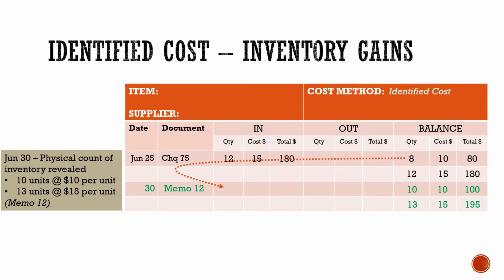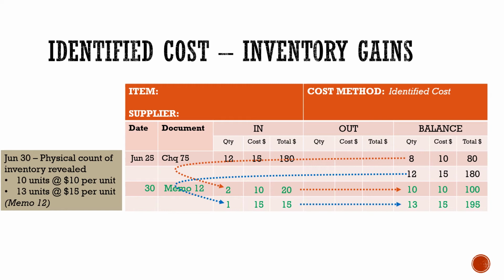Then we recognize the inventory gain by recording in the in column. And here we have an inventory gain of 2 units at a cost price of $10. And we also have an inventory gain of 1 unit at a cost price of $15. The total inventory gains works out to be $35.